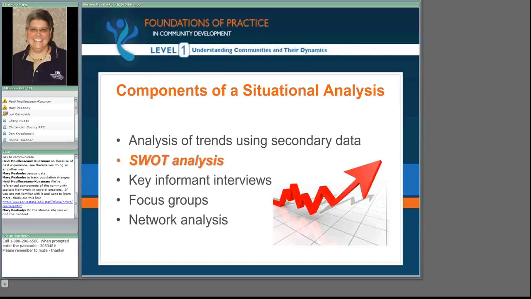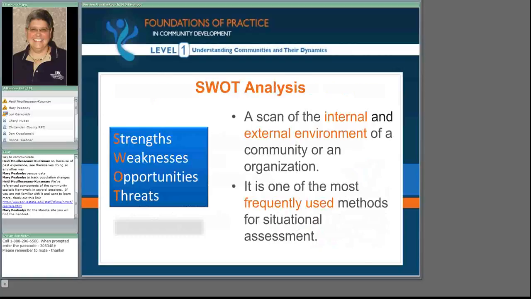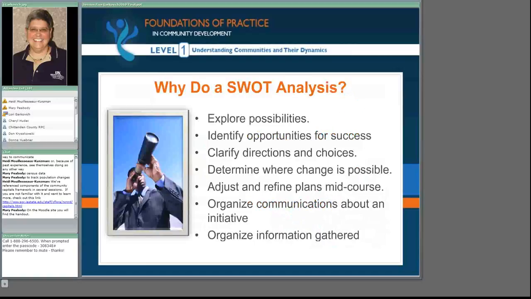And so thinking about understanding the differences in secondary data is really critical. So let me talk about SWOT analysis. Probably everybody's done these. It's a very common method of doing a situational analysis. So it's strengths, weaknesses, opportunities, threats. It's one of the most frequently used. It's used to scan both the internal and external environment of a community or an organization. There are tons of websites that are available that give you guidelines for doing it. It's really easy to do.